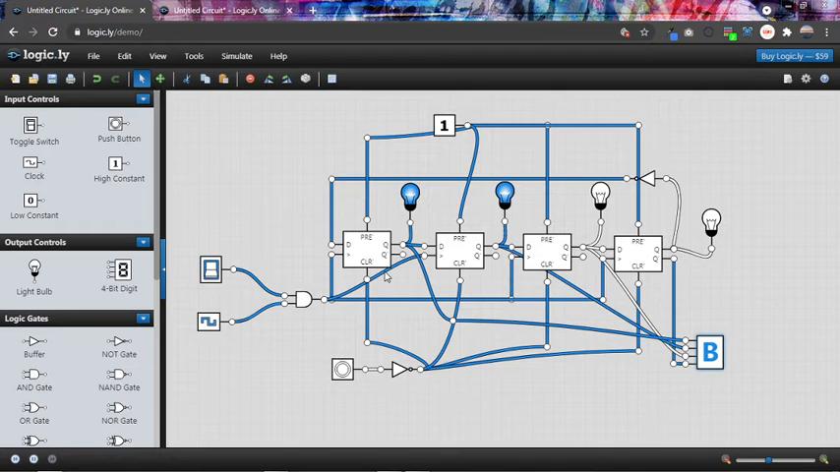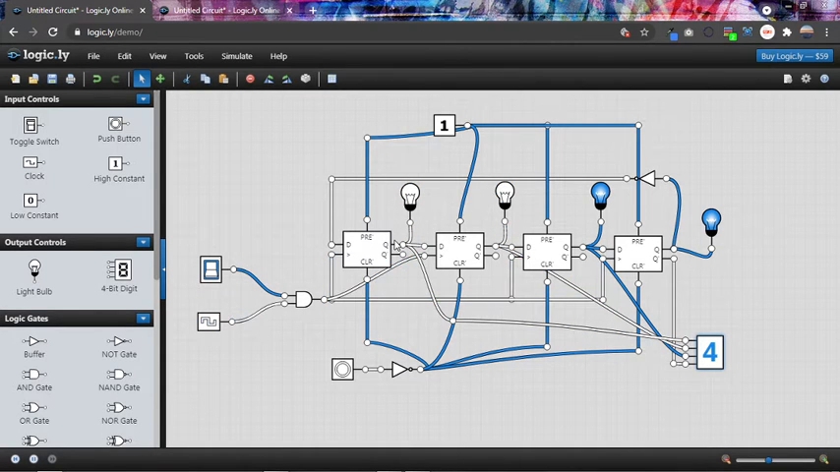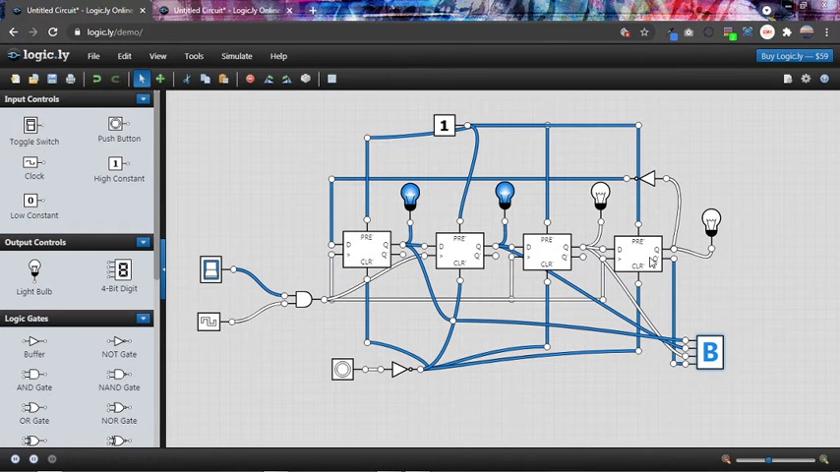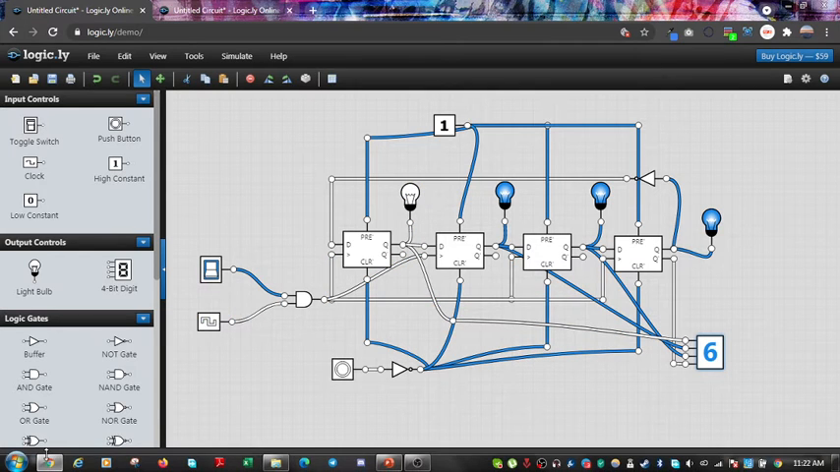During the first clock pulse, the output is drawn from the first flip-flop. During the second clock pulse, the output is drawn from the second flip-flop. During the third clock pulse, the output is drawn from the third flip-flop, and during the fourth clock pulse, the output is drawn from the fourth flip-flop. This is how the serial in parallel out register works.